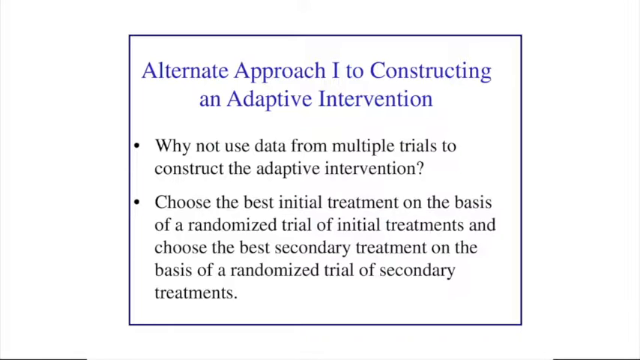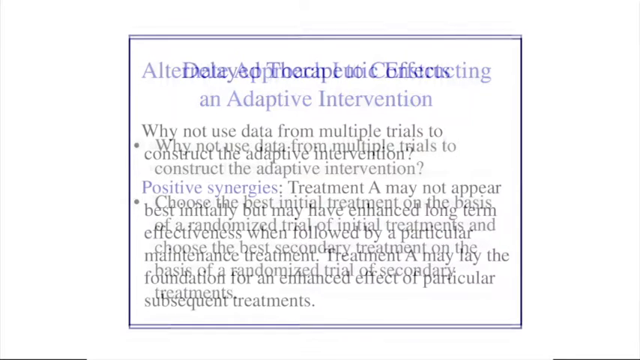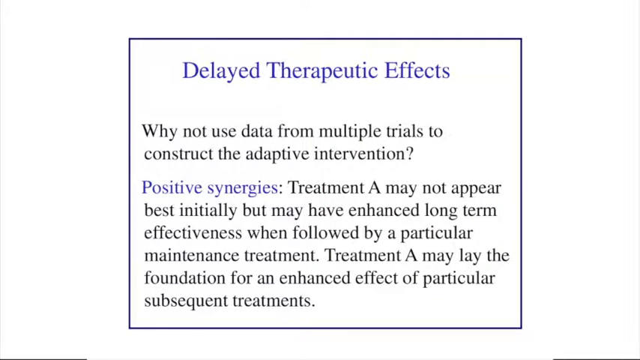If I were going to use that approach, I would look at my trials of initial treatments and choose the best performing initial treatment. Then I'd look at my trial for non-responders and choose the best option for non-responders. And then I'd look at my trials for responders and choose my best maintenance therapy. And I'd be done. Everything would be set. The first reason why you would want a trial in which individuals move through sequences of treatments, as opposed to separate clinical trials, is because of positive synergies.